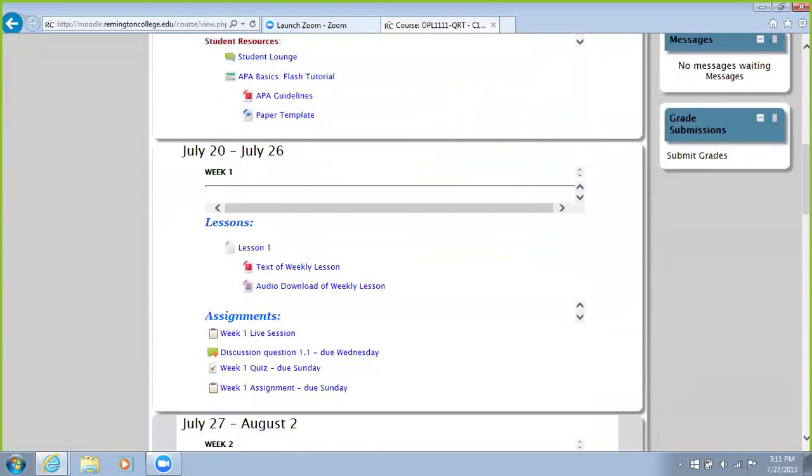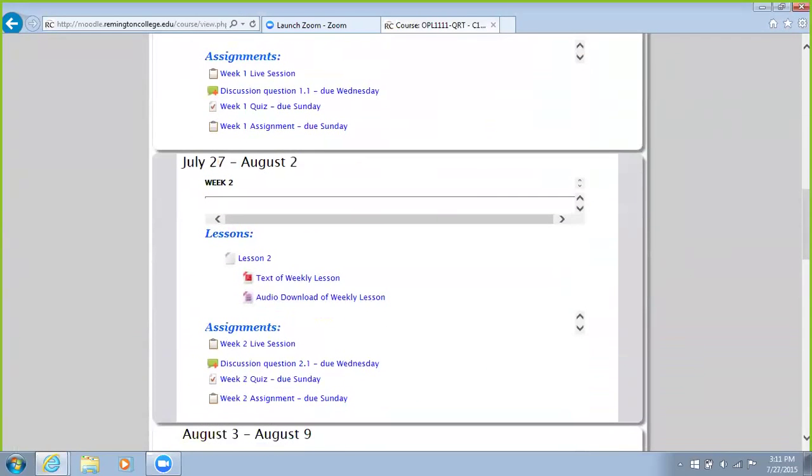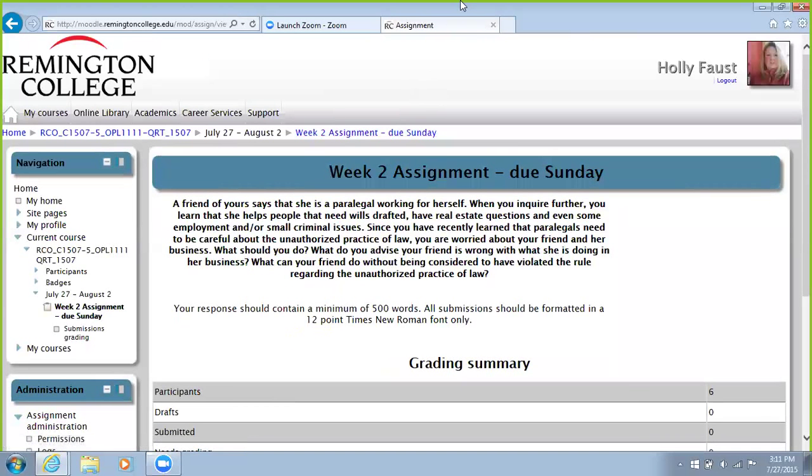Okay, so the other item that you have to work on this week, other than your quiz, is this week 2 assignment. And the week 2 assignment is a paper, which you should be familiar with because you've been asked to write one for week number 1. And for week number 2, this is a 500-word paper that asks you to explore the following item.